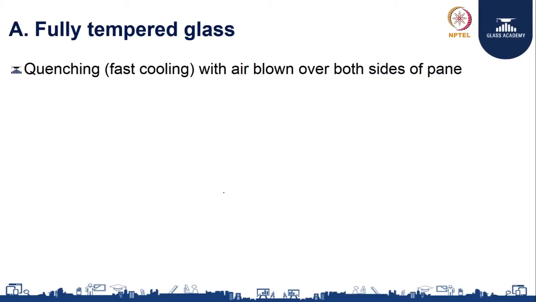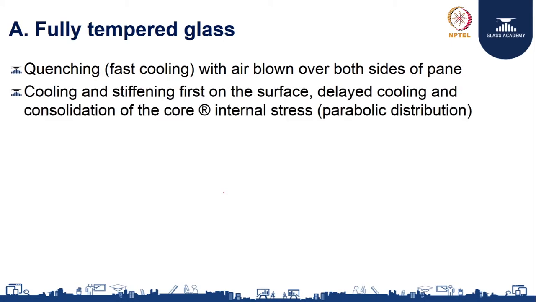So, let us recap what we have discussed on fully tempered glass. The quenching is what makes the difference. The heating process for fully tempered glass and heat strengthened glass remains the same. We heat the glass above the glass transition temperature and quench. Normally, it is an air blow, with fast air blown from both sides of the pane, from the top and bottom, and the distance at which we blow the air depends on the thickness of the glass and the stress levels we are able to measure in it.